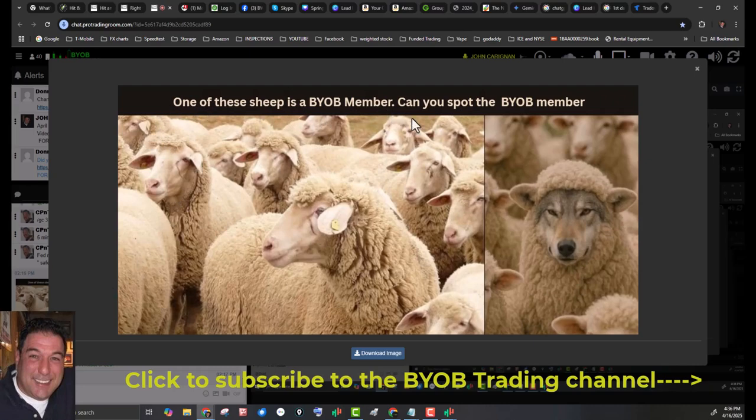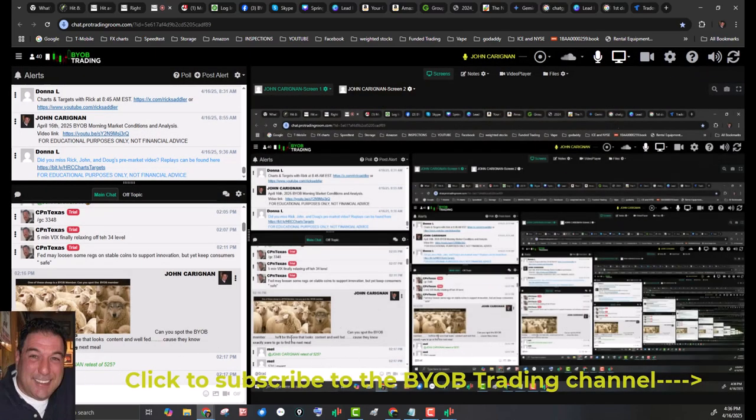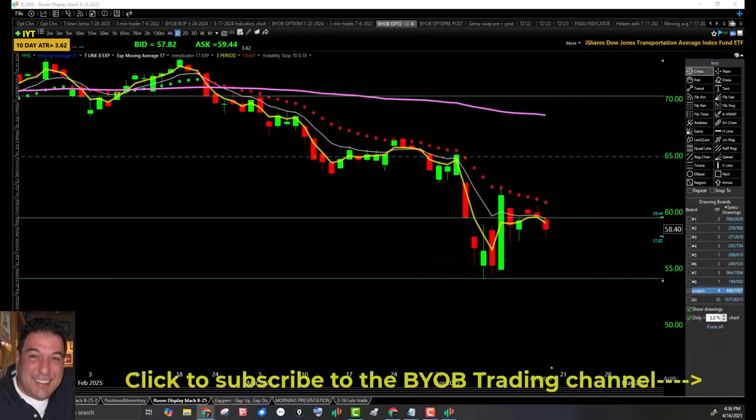Can you guess which one of these is the BYOB member? Because one of these sheep is a BYOB member. Can you spot the BYOB member? He's the one that looks content, probably well fed. Yep, he'd be the wolf in sheep's clothing. He'll be the one that looks content and well fed because he knows exactly where he's going to find his next meal.